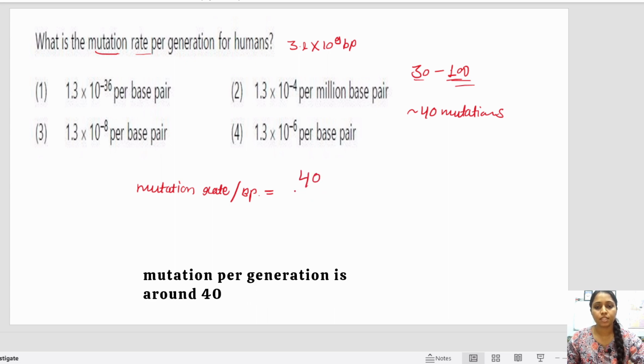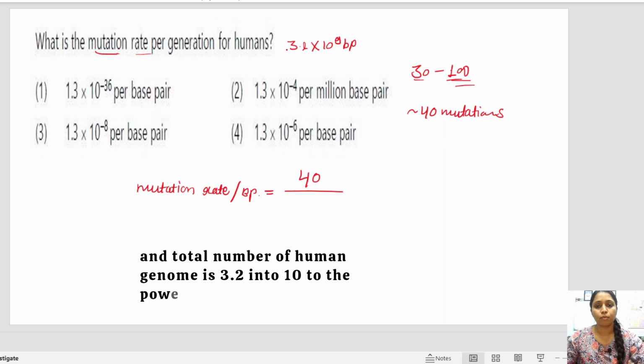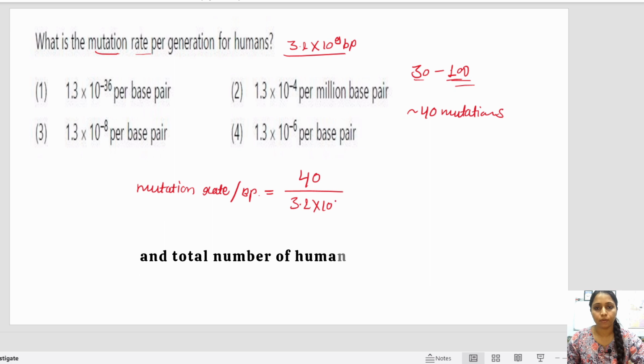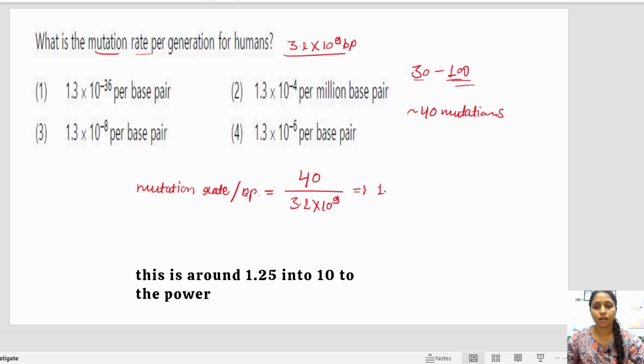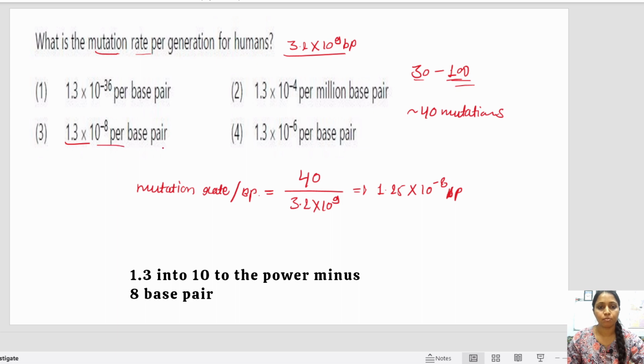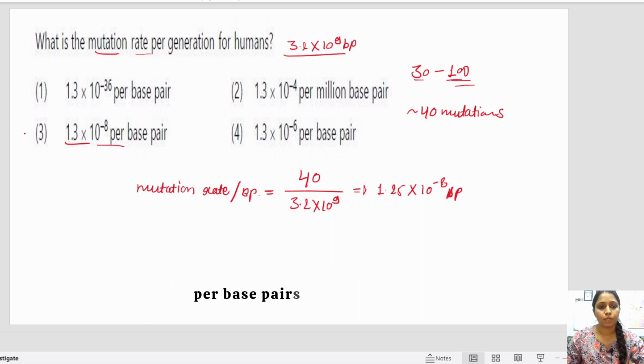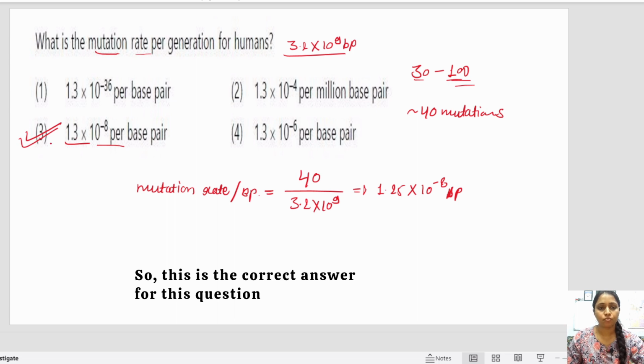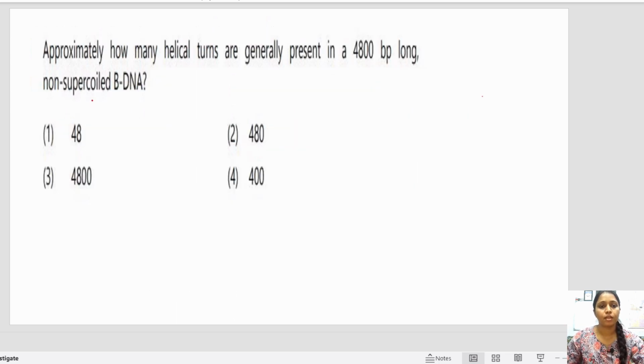Mutations per generation is around 40, and the total human genome is 3.2 into 10 to the power 9 base pairs. If we calculate this, it is around 1.25 into 10 to the power minus 8, and it is very close to this option, 1.3 into 10 to the power minus 8 per base pair. So this is the correct answer for this question.